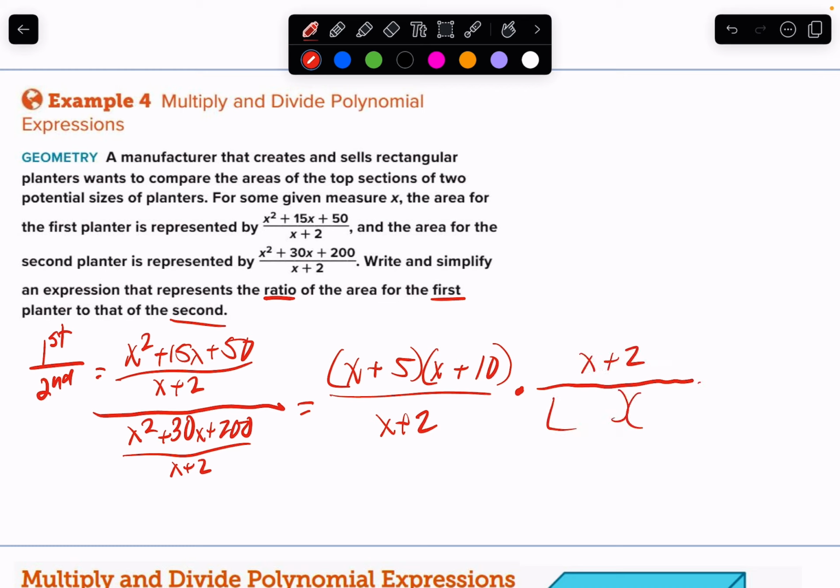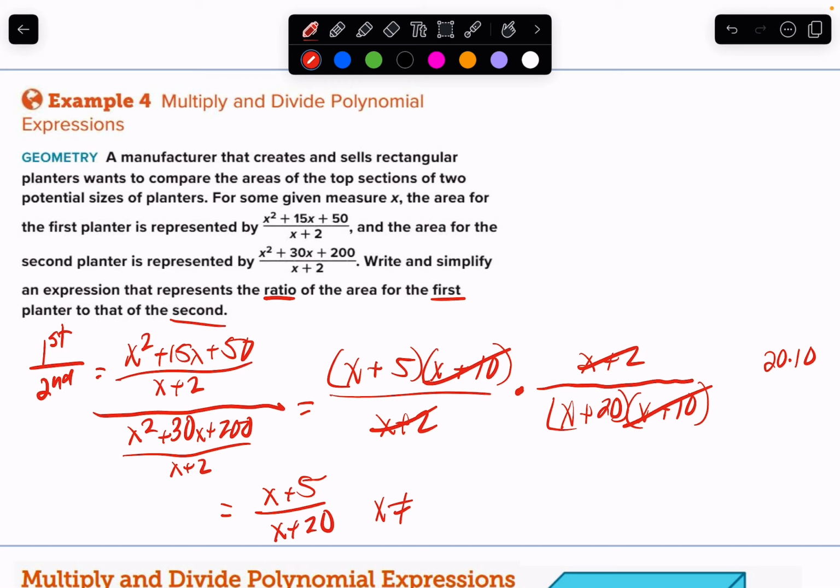And I'm going to factor this bottom section, which gives me an x in each. And factors of 200 that add to 30. Let's see. Well, 200 is made out of 20 times 10. Hey, look, that adds to 30. 20, 10. X plus 2's cancel. X plus 10's cancel. And so x plus 5 over x plus 20.